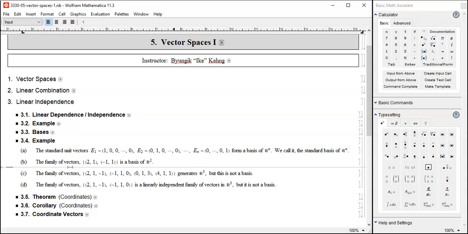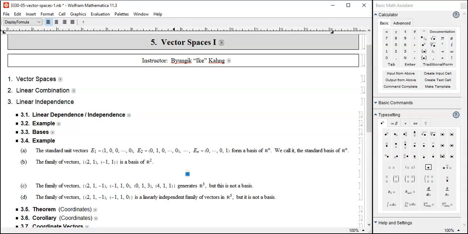Okay, alright, let's do this. Yes, 3D examples are going to be far more complicated, so let's do a 2D example first. In order to establish a basis, what do we have to do? Number one, generate. Number two, linearly independent. Both may take some effort. In terms of computation, they are not really hard. None of them is really hard here. Okay, which one shall we do first?